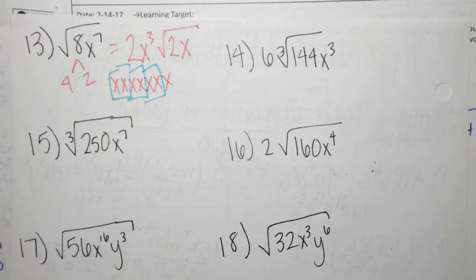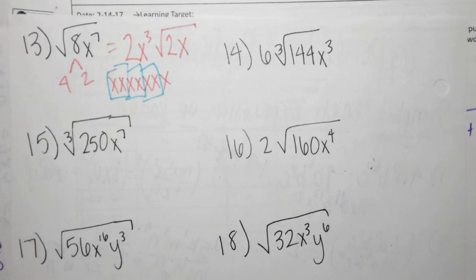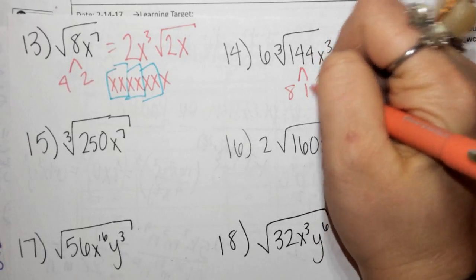All right, for number 14, what is the biggest perfect cube that goes into 144? There we go. 8. And 8. Don't say skew.